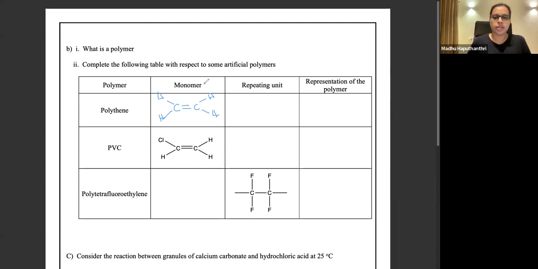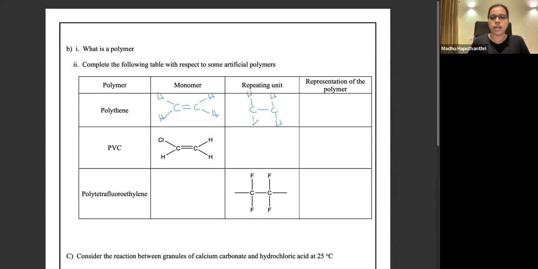What is this? Ethene, right? It is ethene. All right, ethene. So then you have to know the monomer of polythene because it's very simple. Polythene, the monomer is ethene. Repeating unit is you are removing this double bond.